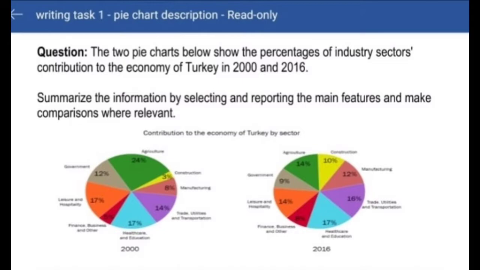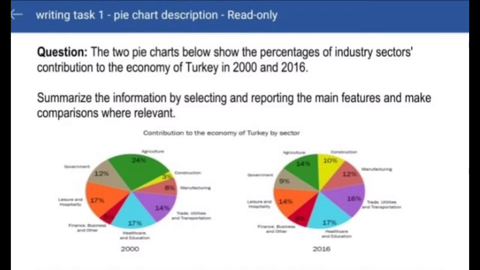So before you even start writing your answer, take 5 minutes and plan out your answer. That means plan what you want to write. Now let's pick out the features. We can see in 2000 the highest contribution was by agriculture at 24% and the lowest contribution was by 3%. In 2016, the highest contribution was by healthcare and education, and the lowest we can see was by finance, business and others at 8%.